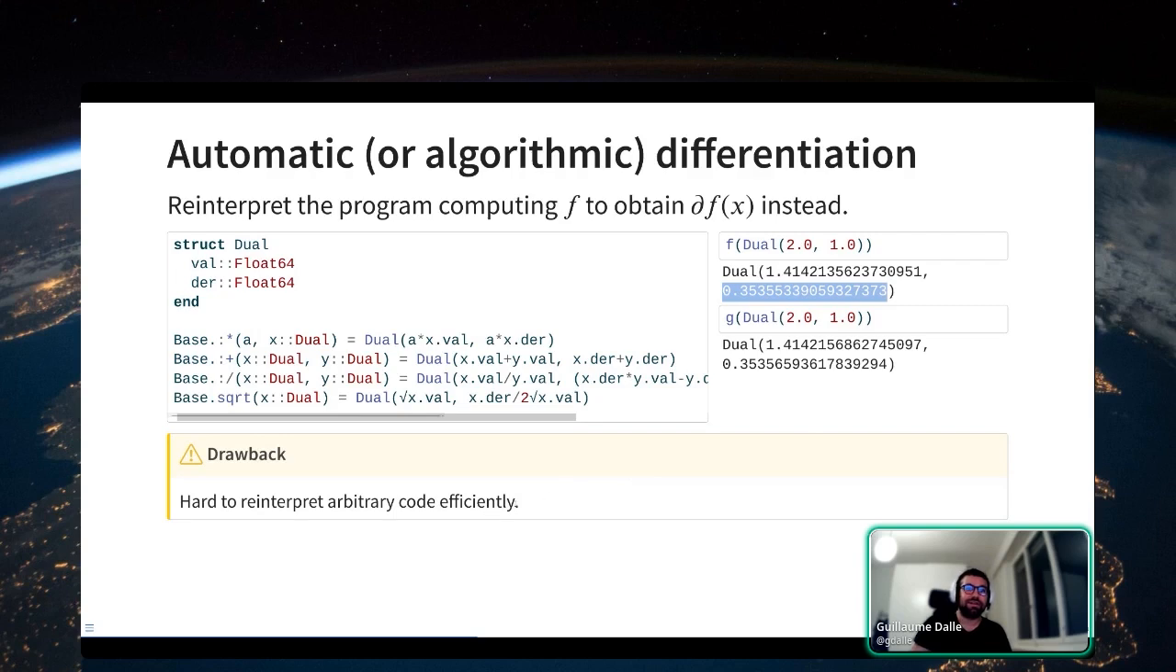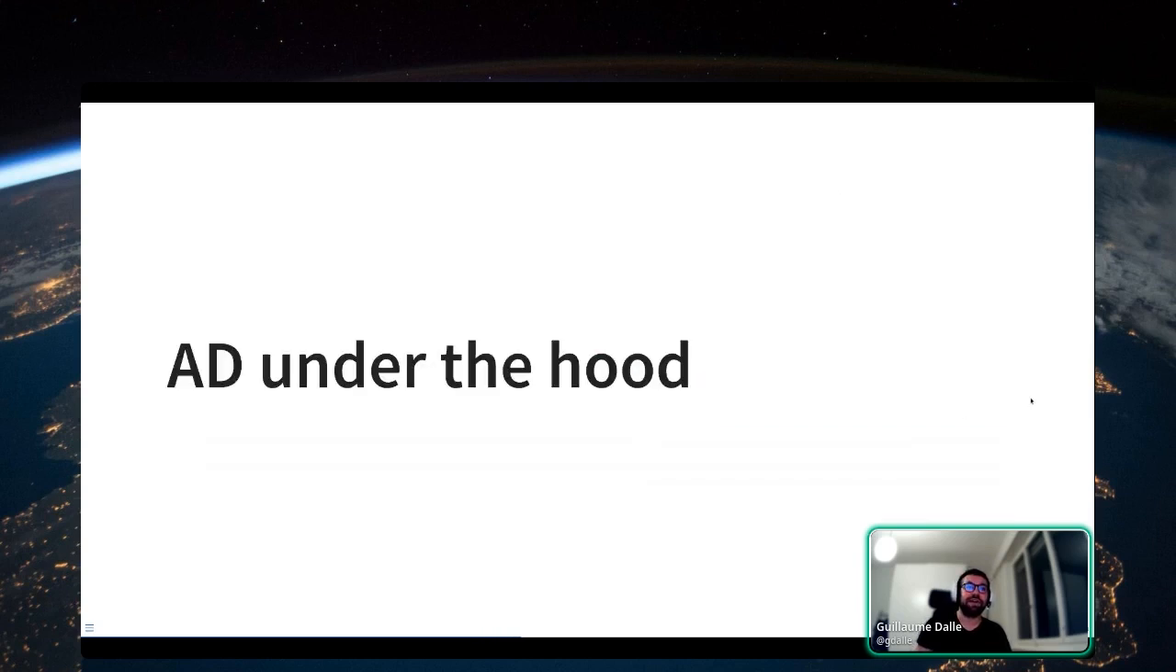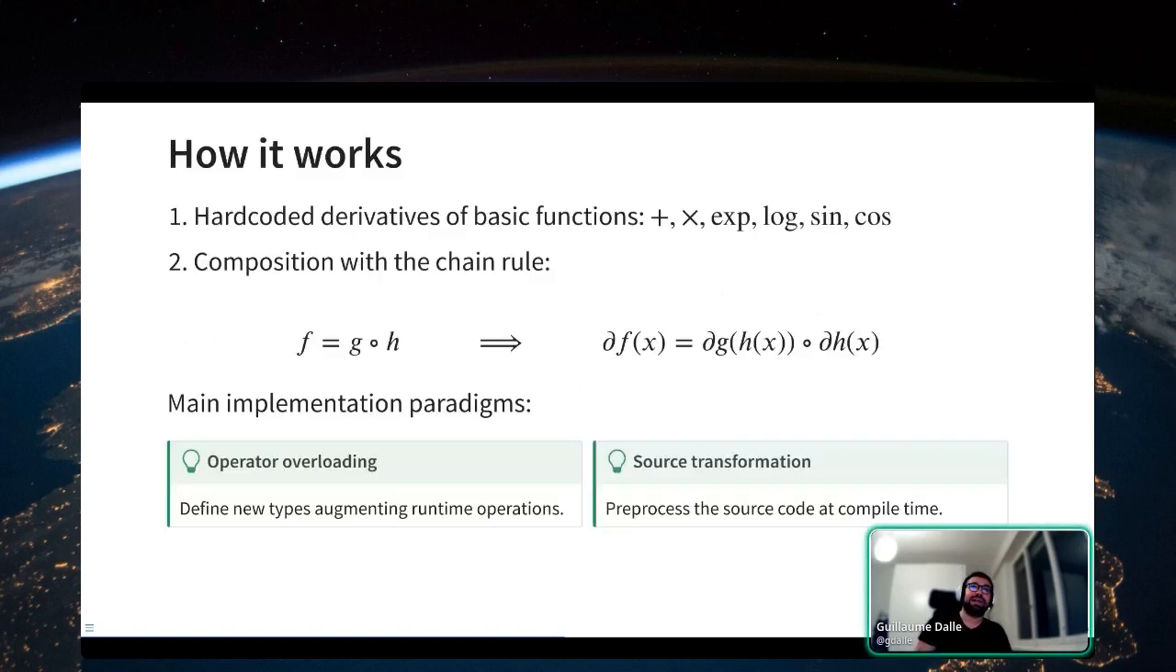And it's really hard, especially when you want to do this efficiently. So now we're going to take a little peek at what happens under the hood. Under the hood, an algorithmic differentiation system is composed of two main ingredients. The first ingredient is the one you learn in high school. It's hard-coded derivatives for the basic functions that you can call in your language, the addition, multiplication, and then all of these fancy mathematical functions like exp, log, sin, cos, etc.